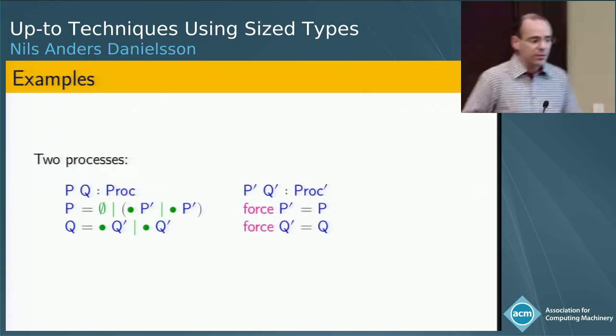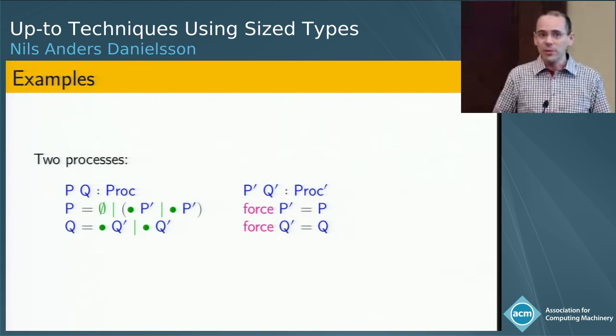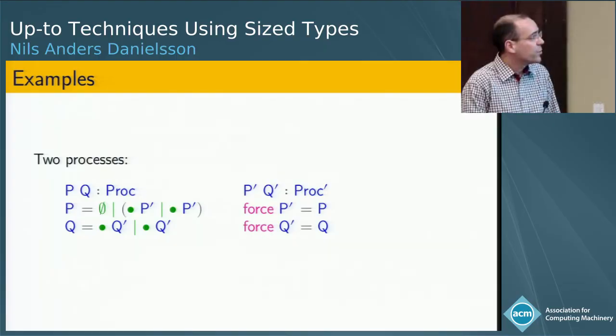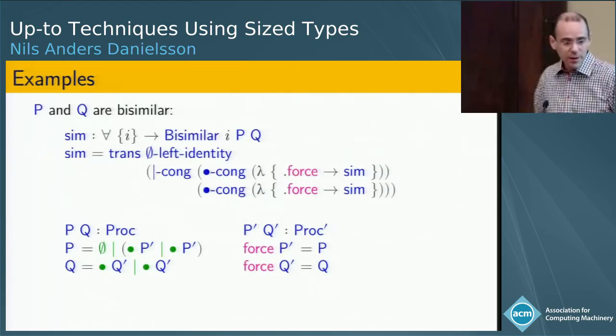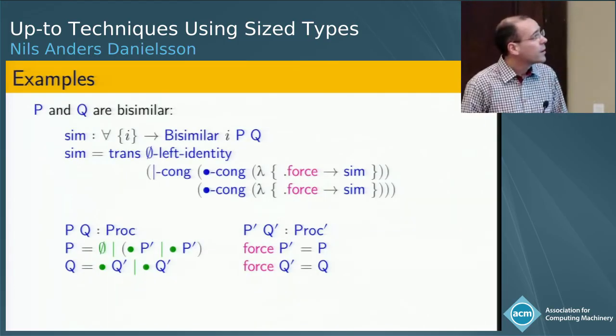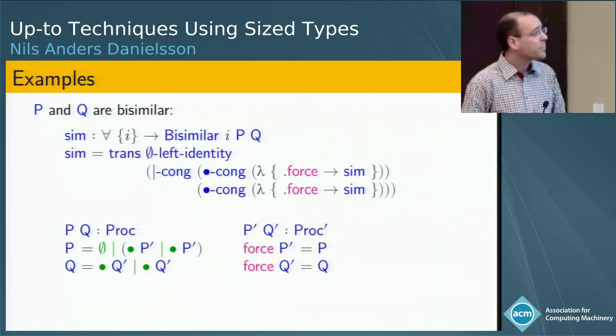So now we get to the main example here. I have two simple processes. P here is nil in parallel with dot P prime in parallel with dot P prime, where if you force P prime, you get P. And Q is dot Q prime in parallel with dot Q prime. And now I want to prove that these two processes are bisimilar. And here you have a proof. So the proof says that, well, for any size I, P and Q are bisimilar of size I. And of course, then if we instantiate I to infinity, we get that they're actually bisimilar.